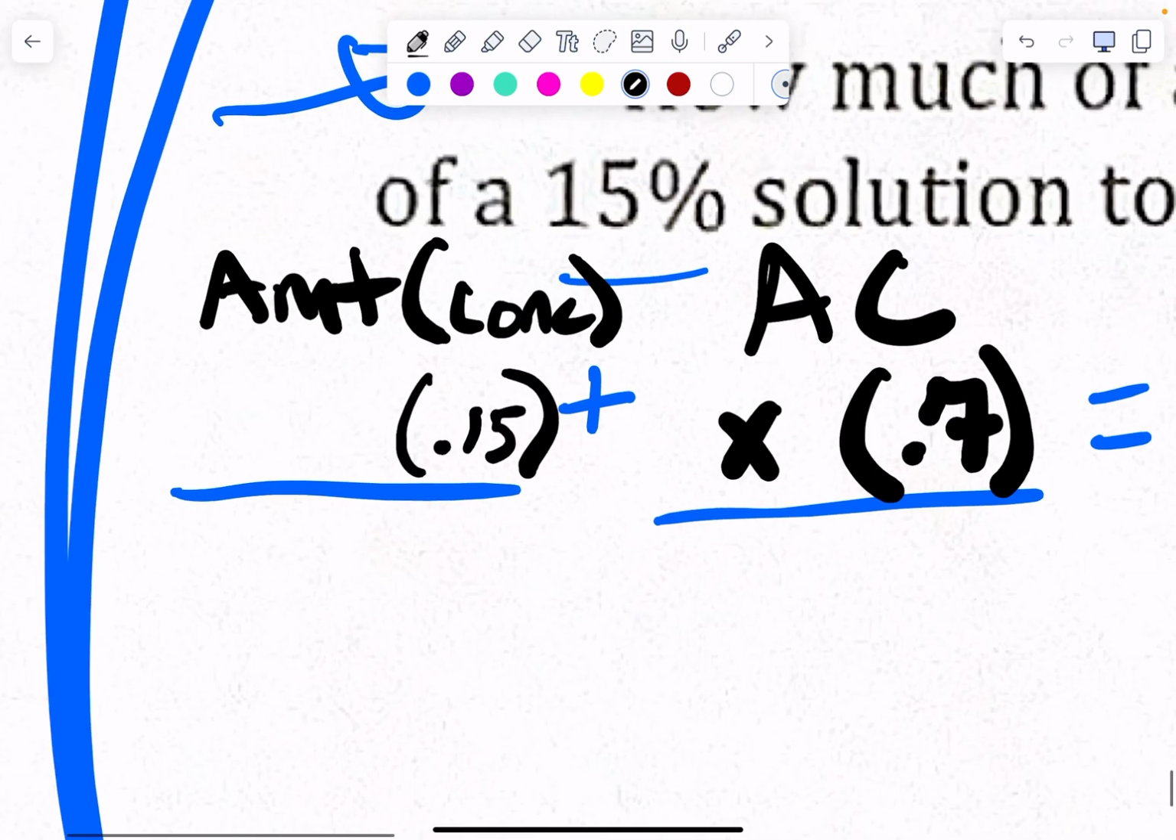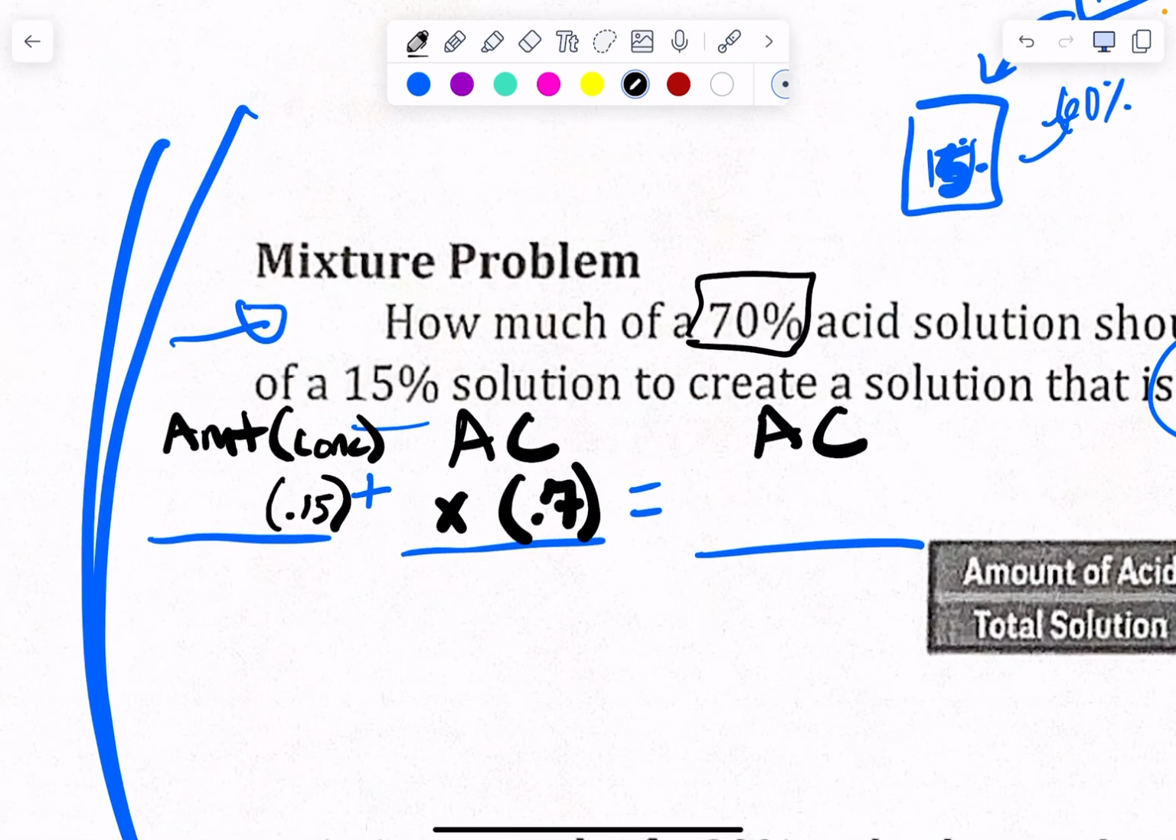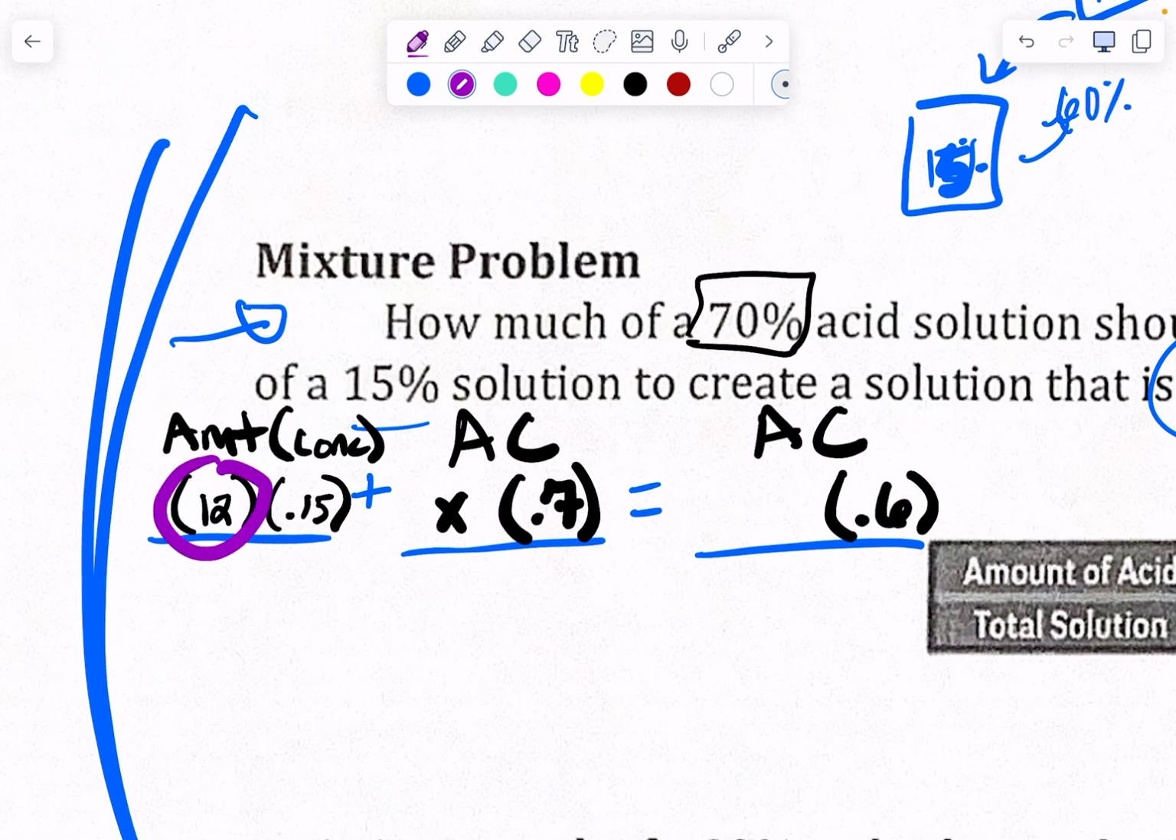Now, how much do we have of that 15%? That's my amount. That is 12, right? And I want the outcome to be 60% concentration. Now, what is the amount going to be at the end? I don't know how much it's going to be at the end, right? But what I'm doing is I am taking 12, and let's say I were to add 10 milliliters, right? What would I end up with?